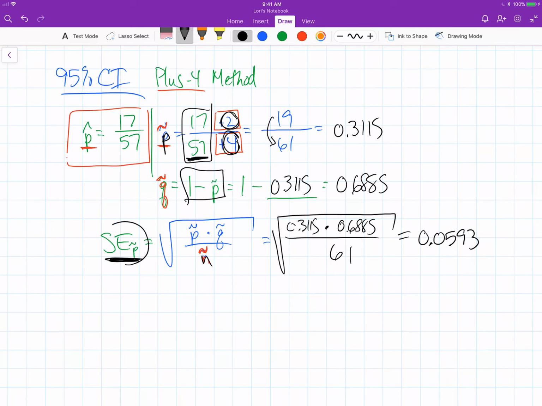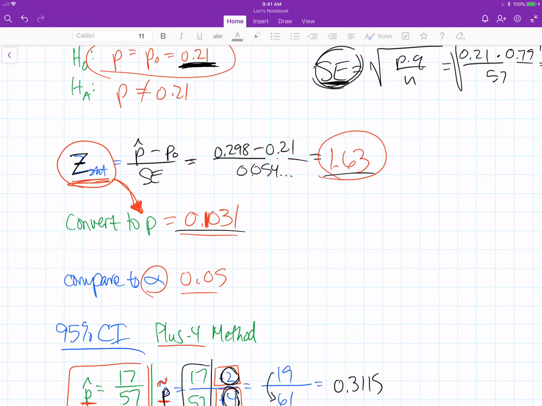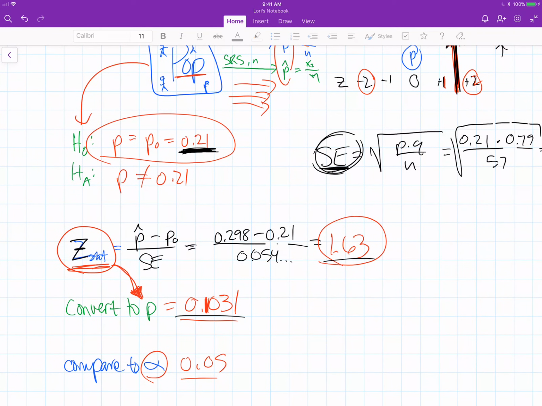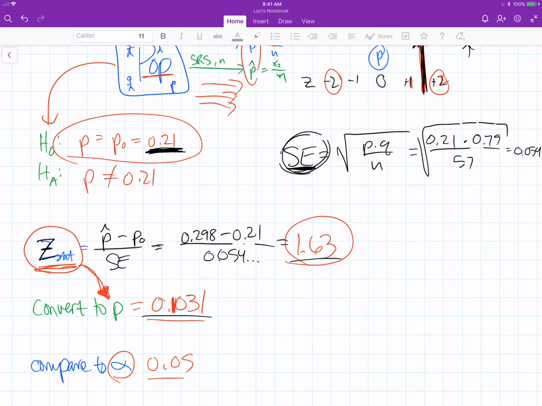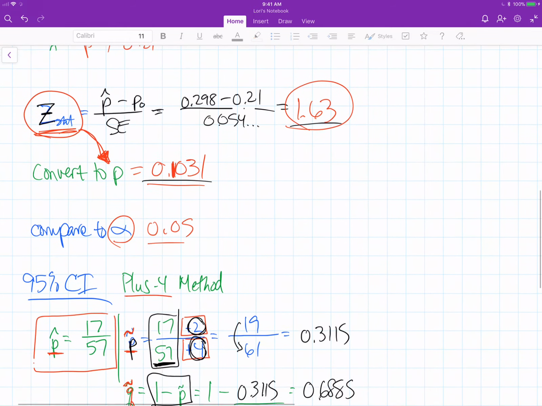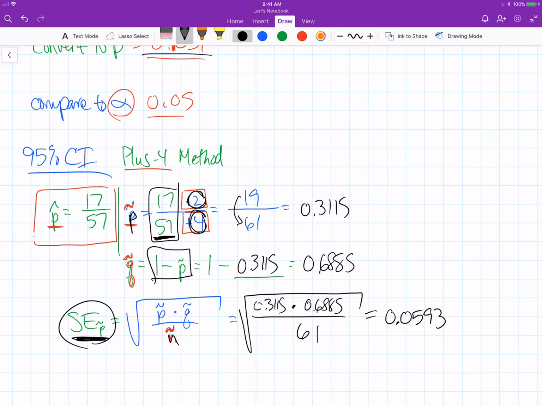Now, if you compare this adjusted standard error to the standard error that we calculated before, let's go over here, 0.54. So here's our previous one. You'll notice that it's slightly larger, and that's the effect that adding 2 to the top and 4 to the bottom will have on that p-hat value. It'll bring it closer to 0.5, closer to the middle. So now we have our new standard error.